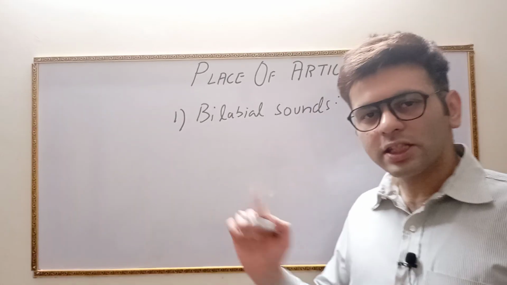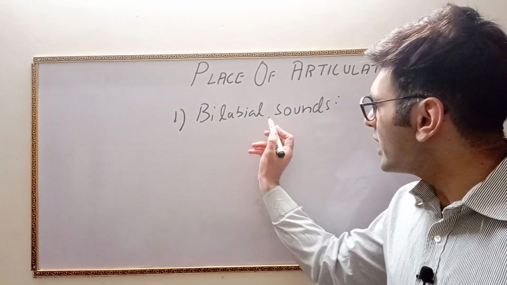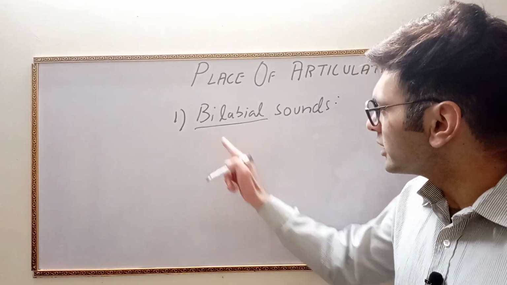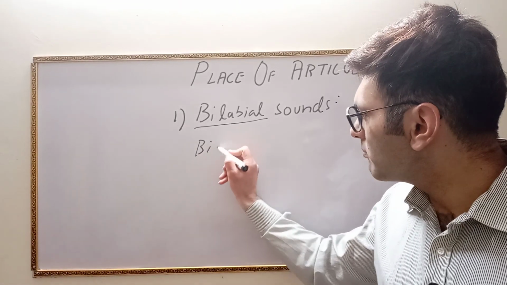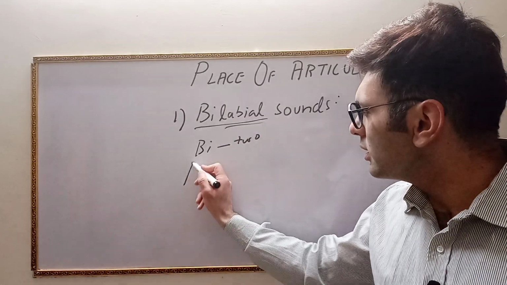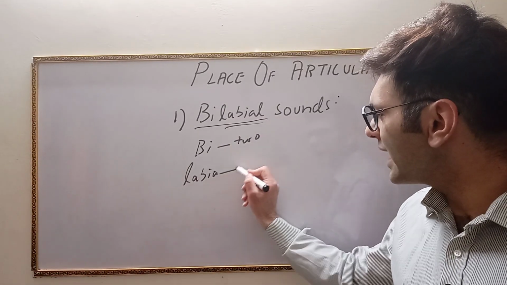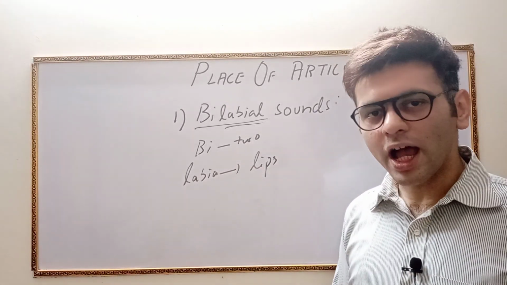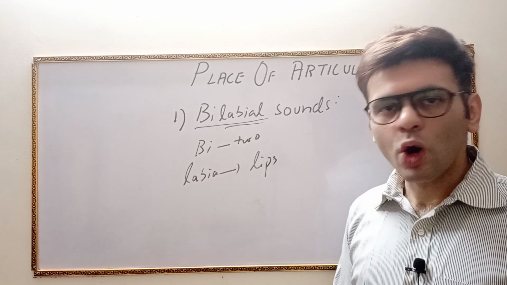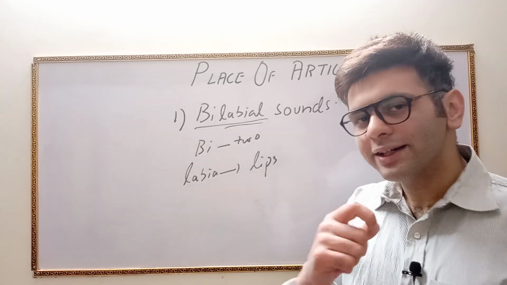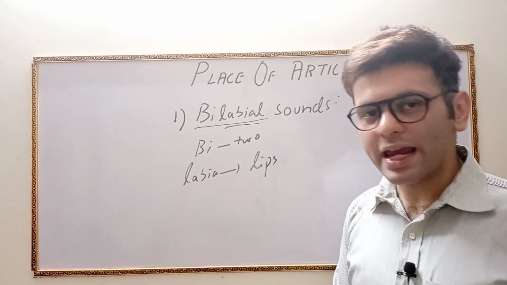If you look at this first category, we have bilabial sounds. Now what do we mean by bilabial? The word bi means two, and the word labia stands for lips. So those sounds which are uttered with the help of both lips, upper and lower, are known as bilabial sounds.